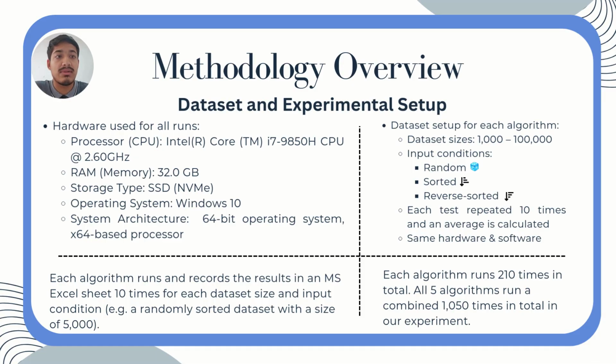Each algorithm ran and recorded the results in an MS Excel sheet 10 times for each dataset size and input condition combination. For example, a test run could be of the merge sort algorithm, and the dataset to be run through merge sort would be randomly sorted data of size 100,000. This could be an example of one test run. In total, each algorithm ran 210 times, and all five algorithms ran a total of 1,050 times in our project.